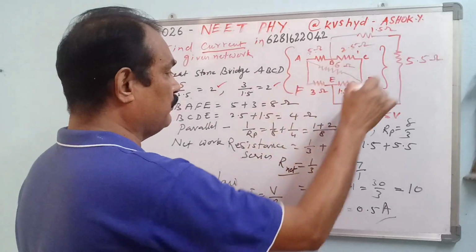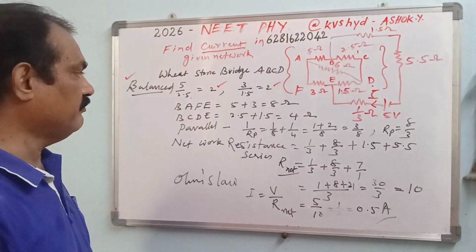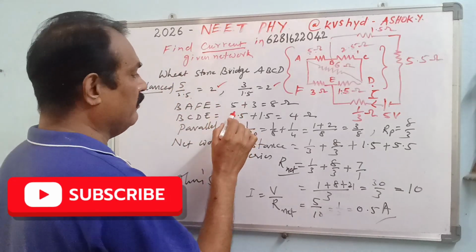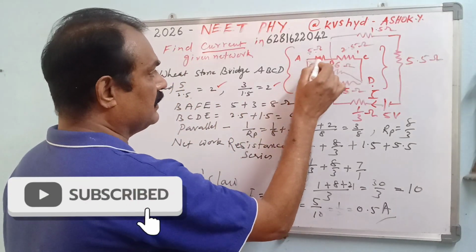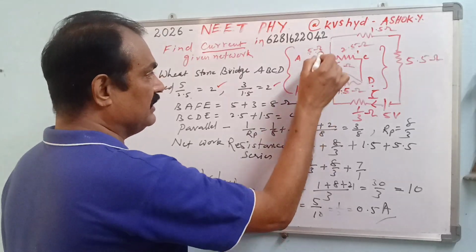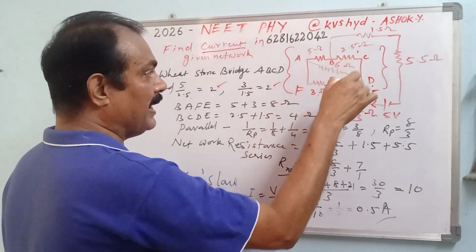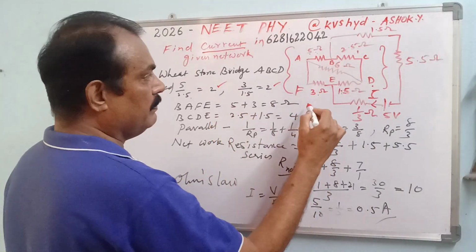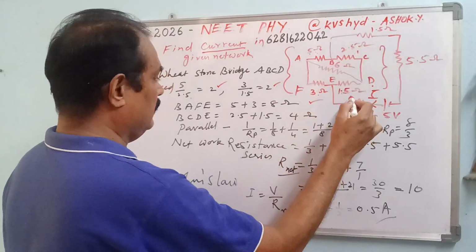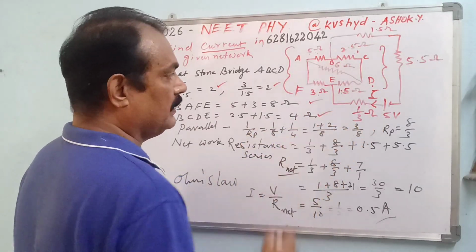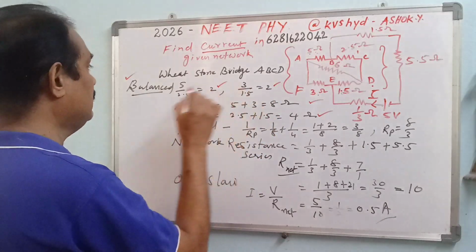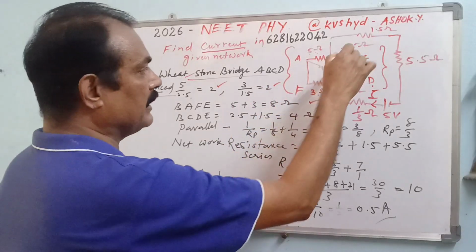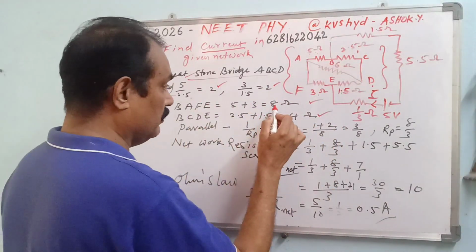Then immediately you take this portion. When the bridge is balanced, the resistances are added. So 5 plus 3, these two are in series, because it is balanced. These two are in series. So 5 plus 3 becomes 8, and 2.5 plus 1.5 is 4. Once the Wheatstone bridge is balanced, you can see that they are connected in series. Now what you got is 8 and 4.